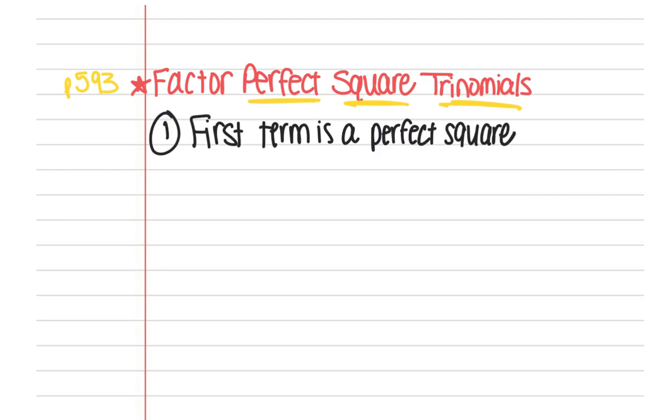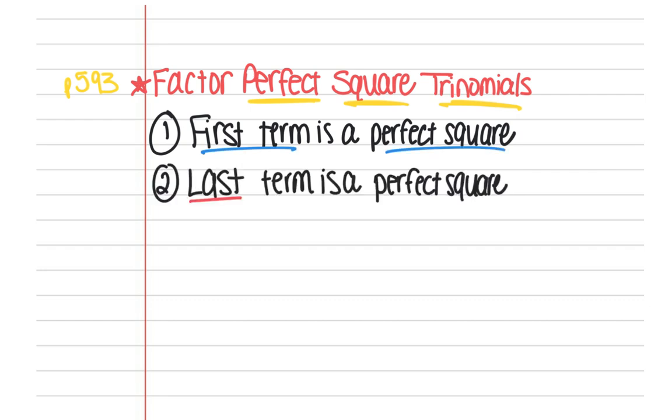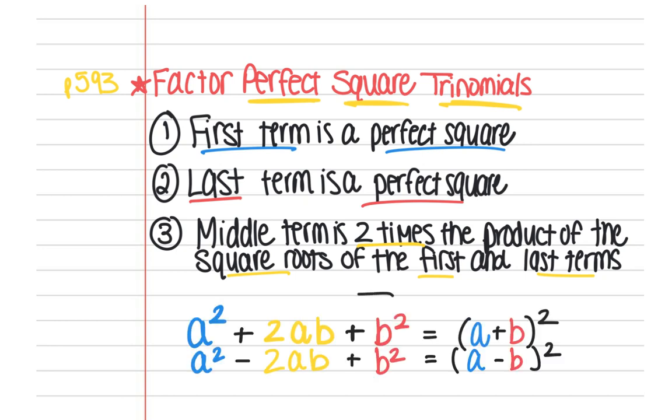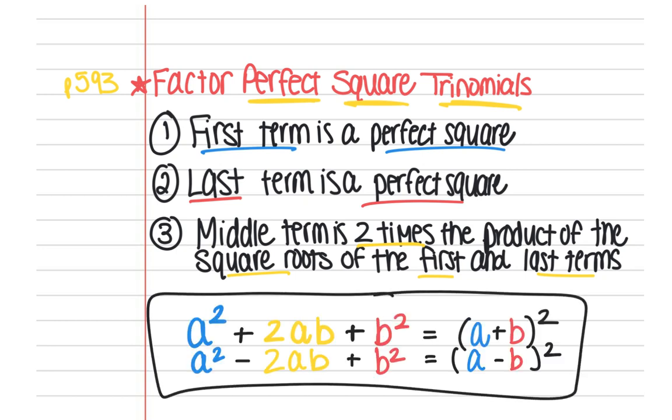First, the first term has to be a perfect square. Also, the last term has to be a perfect square. And finally, the middle term is 2 times the product of the square roots of the first and the last terms. So let's sum this up in symbols to make sense of it. Be sure to get this in your notes, as this is going to be our pattern for factoring perfect square trinomials.